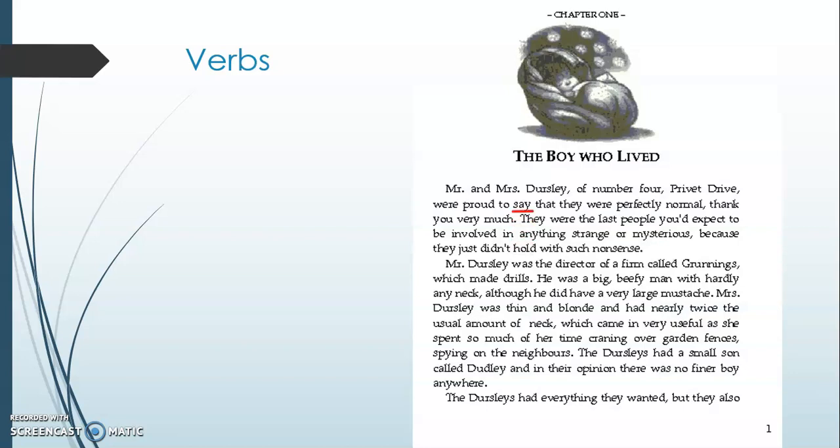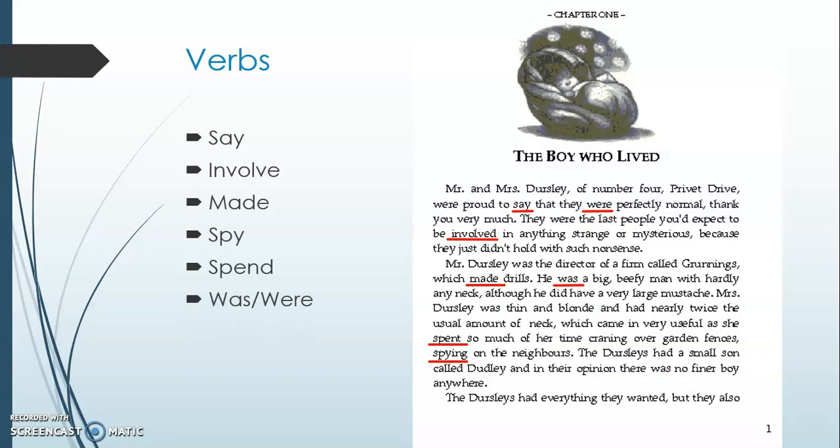Okay? We have the first verb in the text, say. We have another verb in here, involve. But this verb is in past, so we have to put it in simple present. Involve. Made. We have spying, but we have to put it in simple present. This is spy. Spy, I'm sorry. Spent, that verb is in past, so we have to put it in simple present. Spend. And finally, was and were. Do you remember what it was and were, guys? We speak about this in class. Good job, guys. This is the to be verb in past.